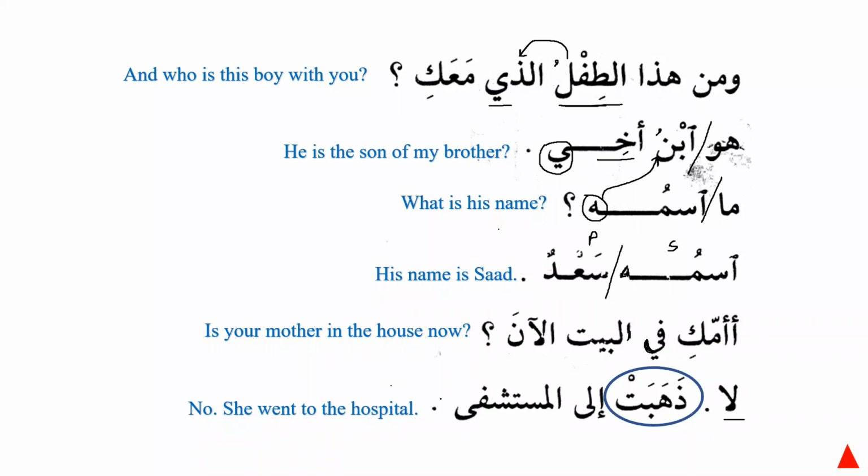So this is what we need to learn and focus on, that it always has a ta sakina in the end, and the addition of ta makes it feminine. So when you have the past tense, for example, dhahaba, kharaja, similarly we have learned raja'a. If you want to change it to the feminine, you only have to add ta sakina to that, so it becomes feminine. So la dhahabat ila al-mustashfa. No, she went to the hospital.